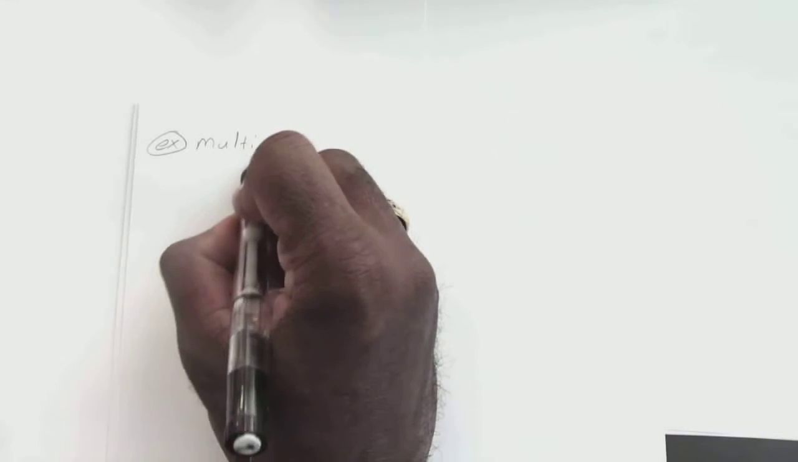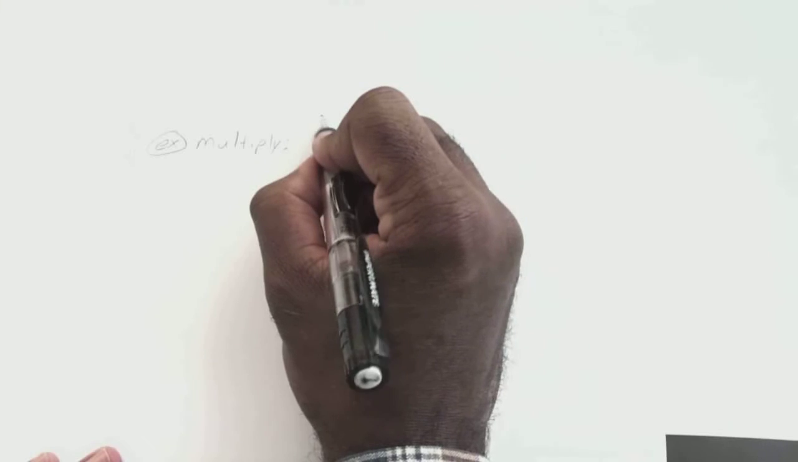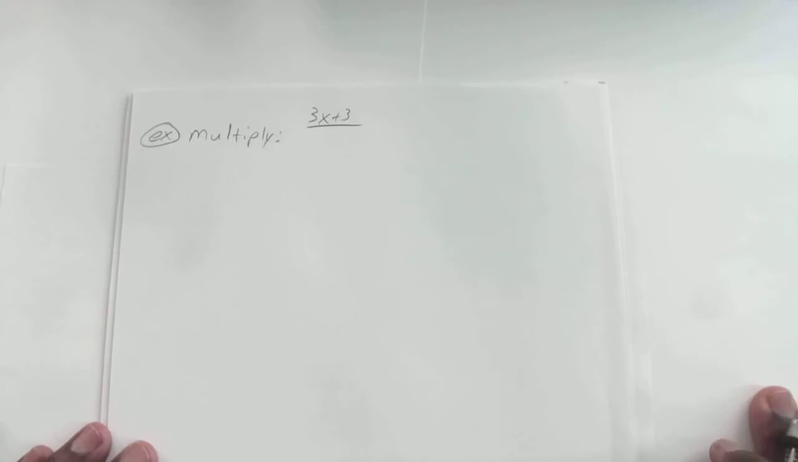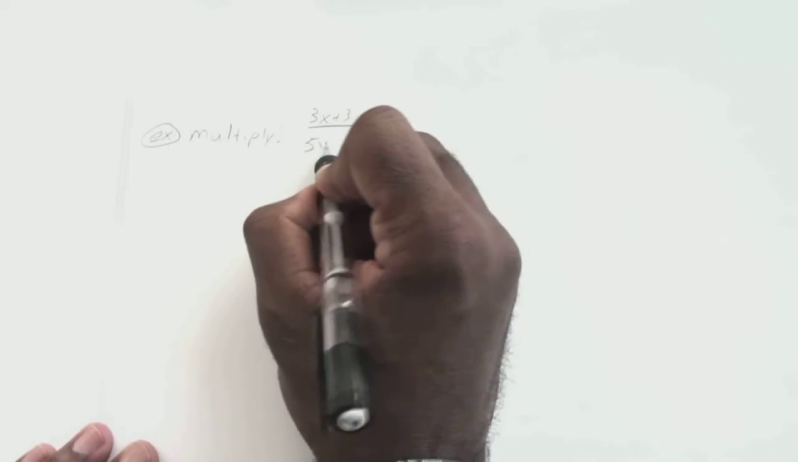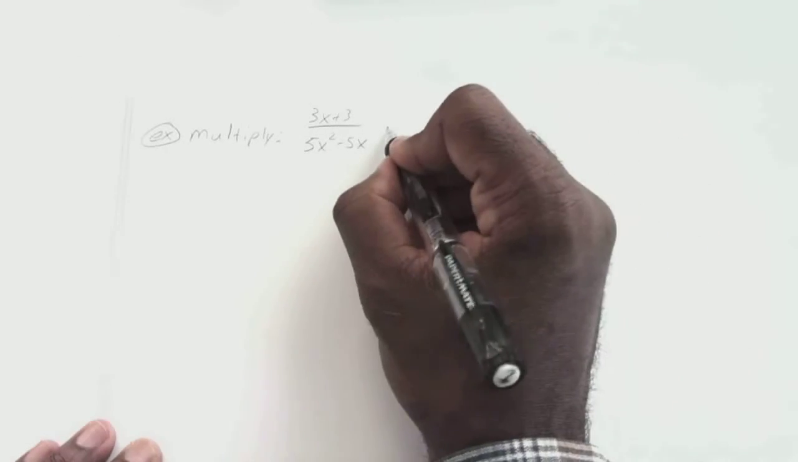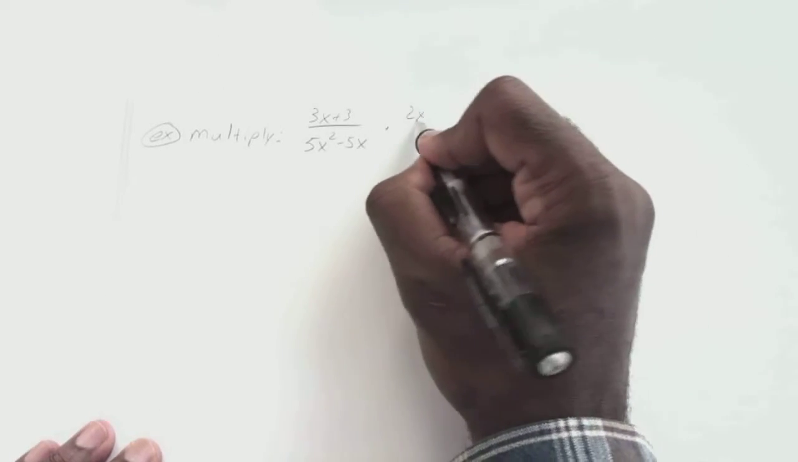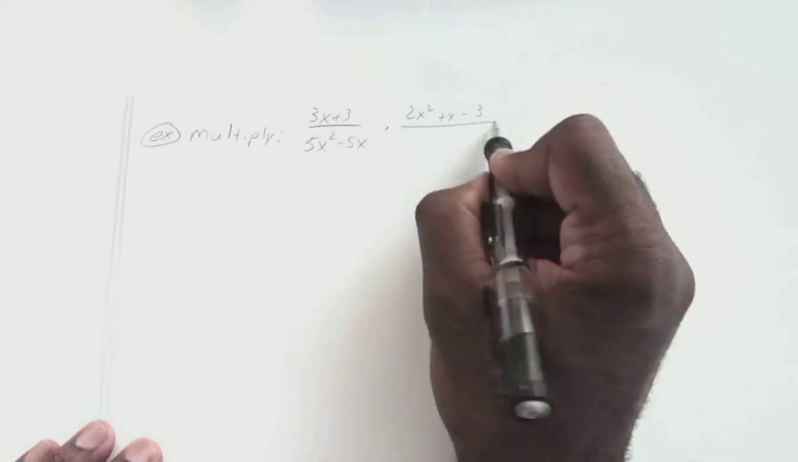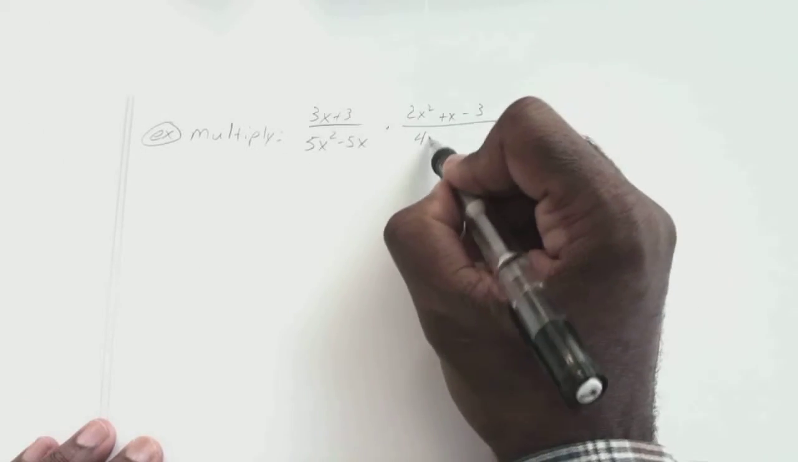Okay, so let's say for our next example, we wanted to multiply 3x plus 3 divided by 5x squared minus 5x times 2x squared plus x minus 3 over 4x squared minus 9.